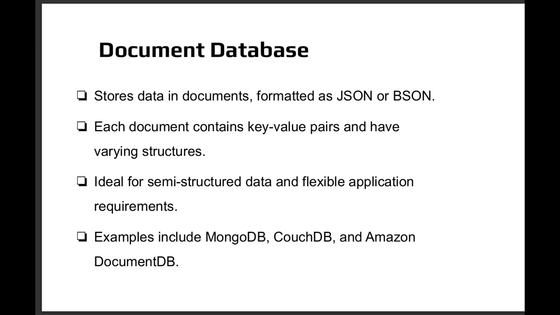And lastly, we have document databases. These are non-relational databases that store data in document or text-based form. A document can contain key value pairs or have other flexible semi-structured data formats. Some common examples include MongoDB, CouchDB, and Amazon Document DB. The most common way that we format our document databases is with JSON, which is JavaScript Object Notation.